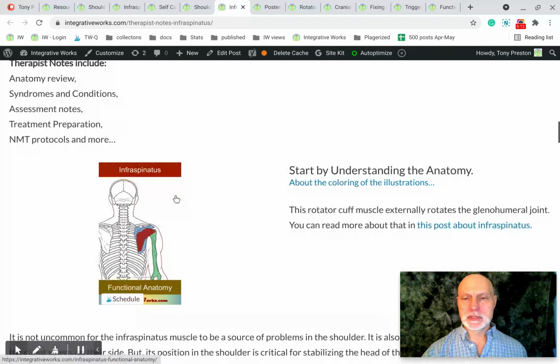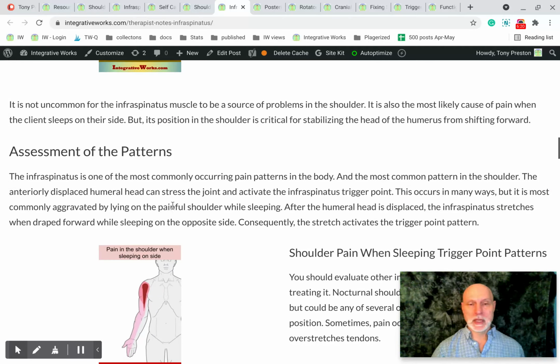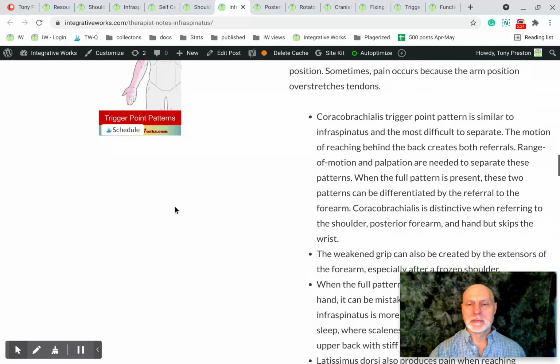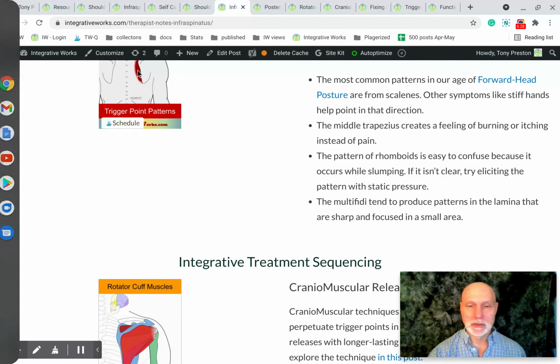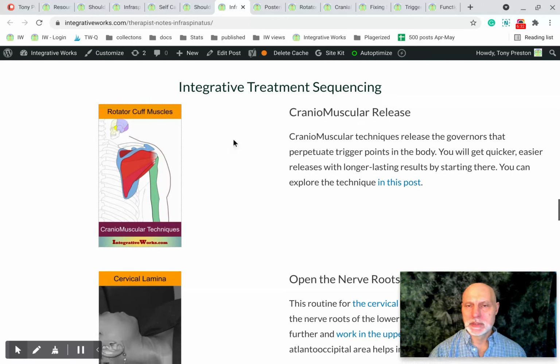They have an intro section that says you should go look at the anatomy, be familiar with the anatomy before you go through this. Then on this particular muscle, it has some information about assessing these patterns and how you might differentiate this from some other problem that's similar. And then it goes into integrative treatment sequencing.